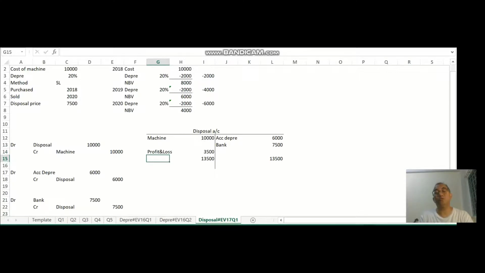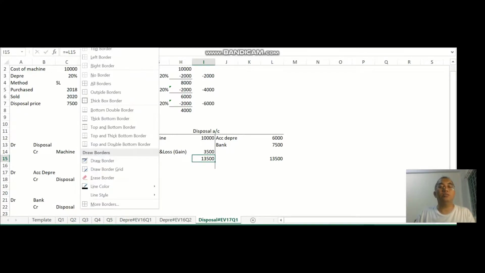So when you post to the profit and loss account here, it will be at the credit side of your statement of profit and loss. When the statement of profit and loss account is at the credit side, this means that you have a gain on disposal. So I can put here that you have a gain on disposal. So you make some money.